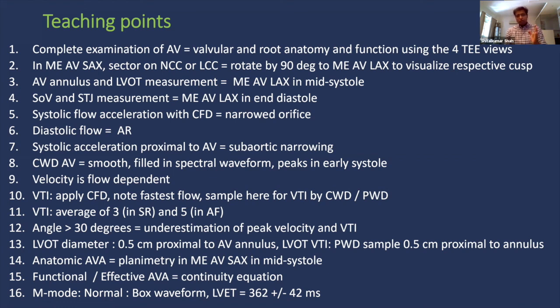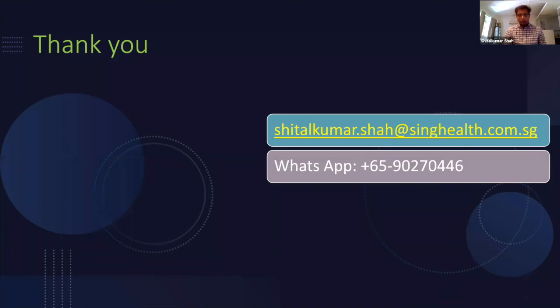LVOT diameter measure at about 0.5 to 1 centimeter proximal to aortic annulus. And similarly, when you do LVOT VTI, sample at the same place. Anatomical aortic valve area is a planimetry, mid-esophageal aortic valve short axis view in a mid-systole. Functional or effective aortic valve area is a continuity equation. And the M mode normal pattern is a box waveform, and the normal LV ejection time is 362 plus minus 42 milliseconds.